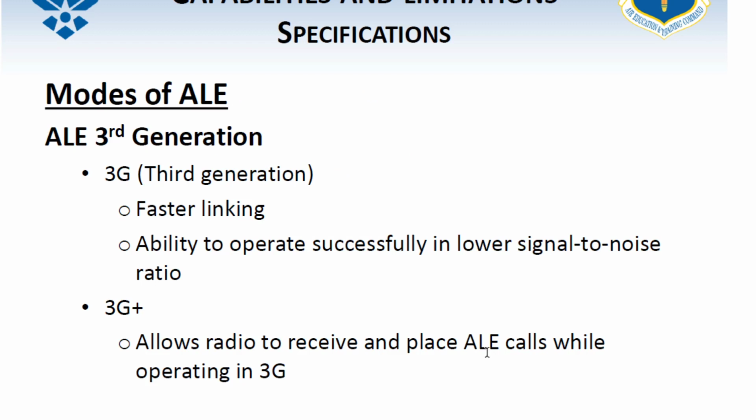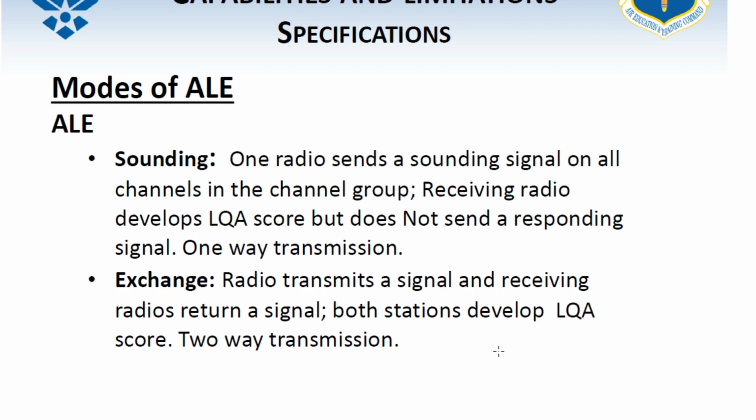So there's a couple of modes of ALE. There's the 3rd gen, that's 3G. So it has faster linking. You can operate successfully in a lower signal to noise ratio. And then you've got 3G plus, which does everything from 3G to ALE, but it also allows the radio to receive and place ALE calls while operating in 3G. So as I said earlier, it's just latest and greatest.